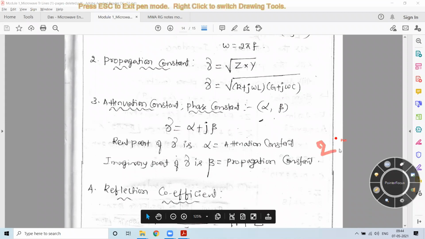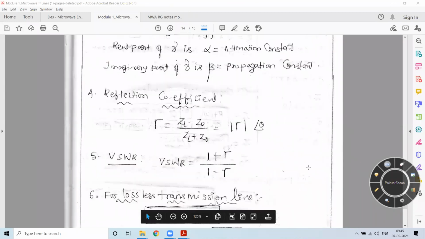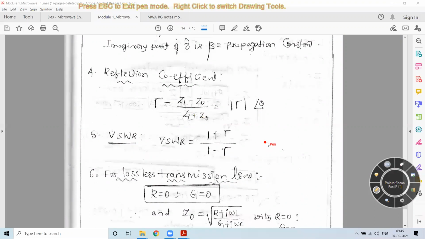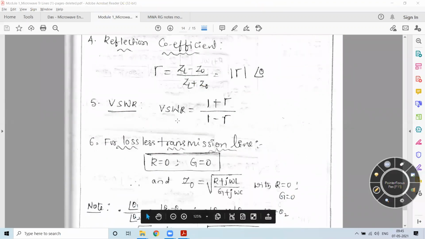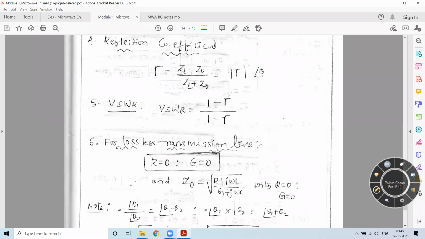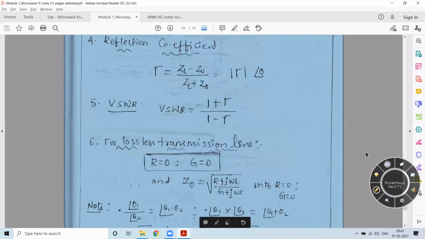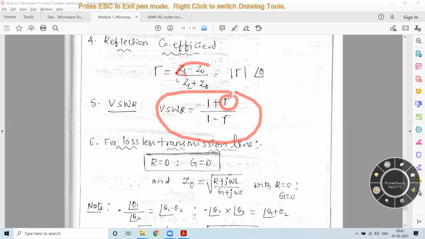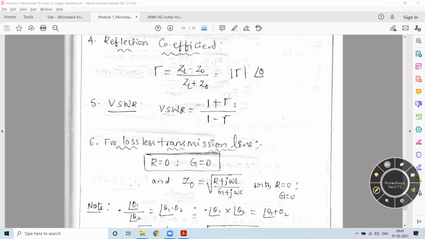Beta is also given by 2 pi by lambda, where lambda is the wavelength at which the transmission line is operating. The reflection coefficient in terms of ZL and Z0 is given by ZL minus Z0 divided by ZL plus Z0. And VSWR is given with respect to the reflection coefficient as 1 plus the reflection coefficient divided by 1 minus the reflection coefficient. If you want this equation in terms of ZL and Z0, just substitute the reflection coefficient into this equation and simplify, and you will obtain VSWR in terms of ZL and Z0. Here, remember, we have to consider the magnitude.